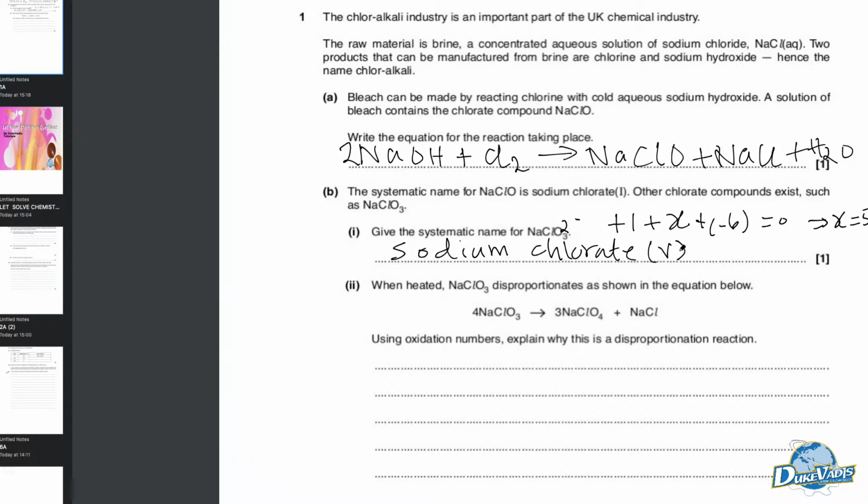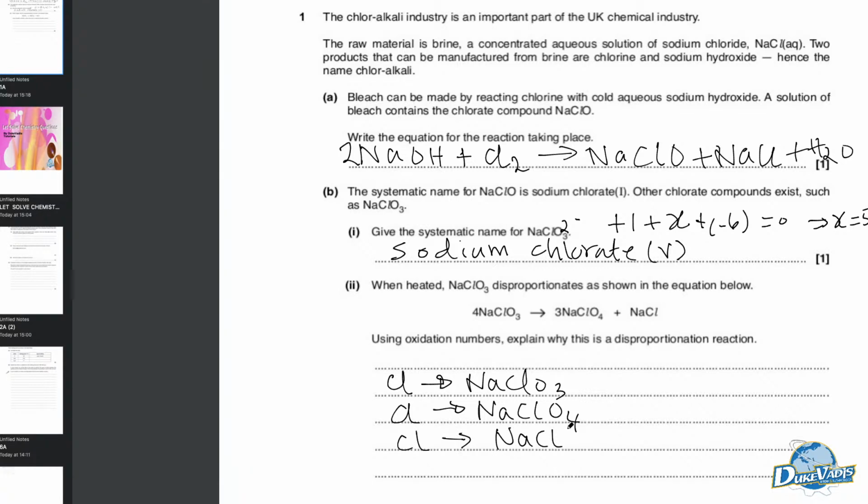Why? Okay, so first of all, we have to look at the chlorine in all states. So we are going to look at chlorine in sodium chlorate(V), as you can see over here. Then we look at chlorine in sodium perchlorate, NaClO4, and the last but not the least is sodium chloride.